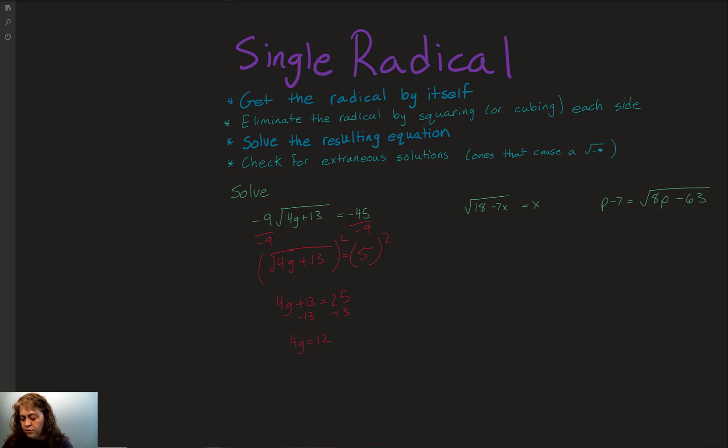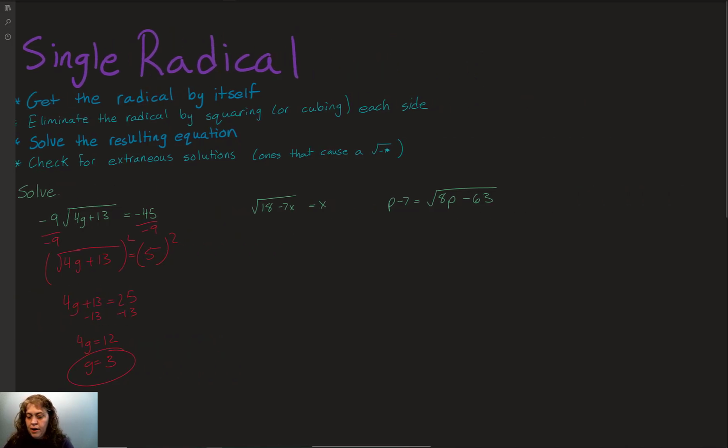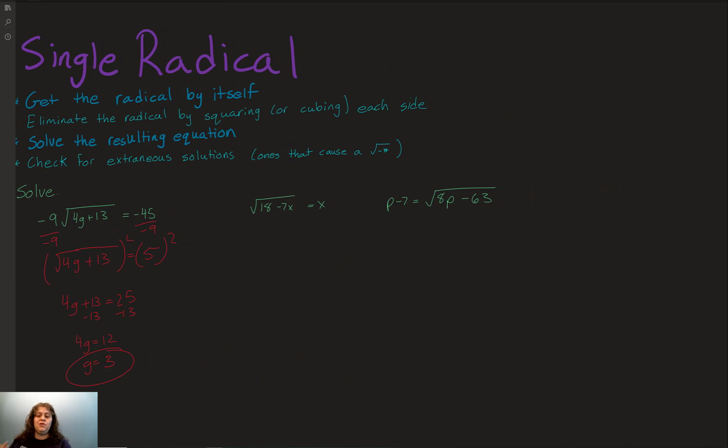4g is equal to 12, g equals 3. Checking that back up in here, 4 times 3 plus 13 is going to be 12 plus 13, which is 25, which is a perfectly acceptable thing to have inside of a square root. And that's as much of the checking that you really need to do, because that's what we're really concerned about. Am I putting a negative inside of a square root?